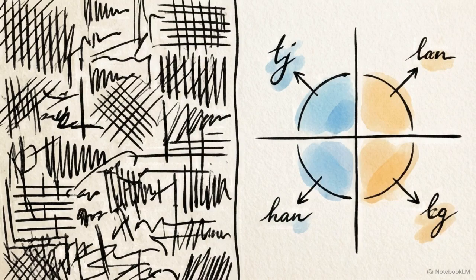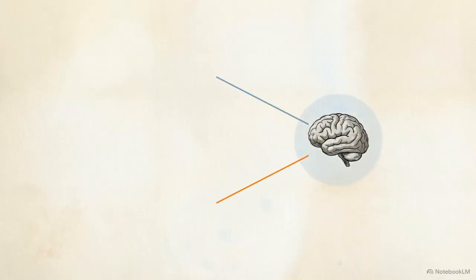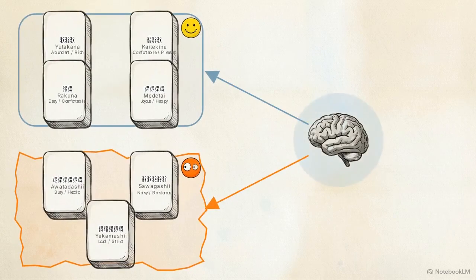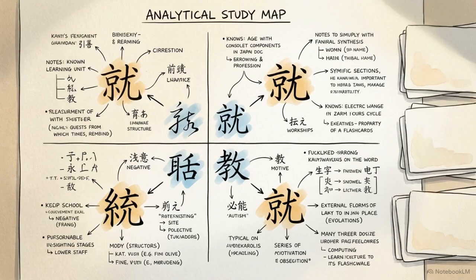Look at this comparison. On the left is the wall of text we started with. On the right, the structured map you just built. Because of this format, your brain can instantly see the difference between comfortable states and chaotic ones at a single glance. The layout itself does the heavy lifting.